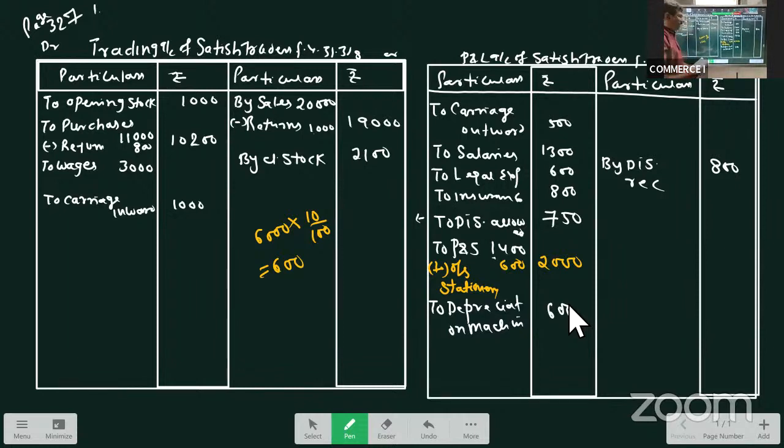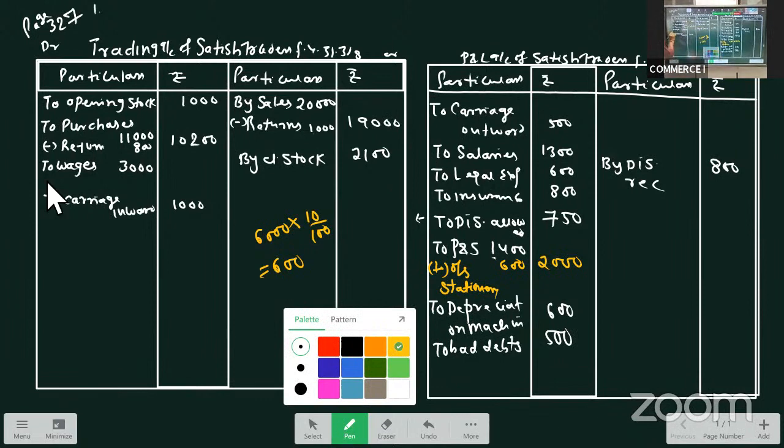Next, bad debts. Bad debts means irrecoverable debts. Out of the debtors, 500 are such that you will not be able to realize the amount. Maybe they have become insolvent. Okay, so this is a loss to us. We will write it on the debit side of P&L account and then also deduct it from debtors. Bad debts means irrecoverable debts which we have to deduct from debtors and show as a loss. Prepaid wages. Prepaid wages, that is wages paid in advance, that we have to deduct from here.